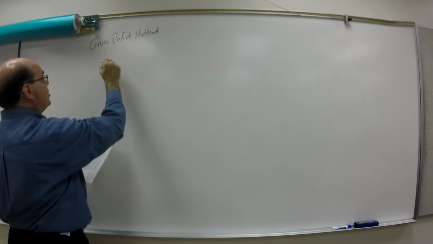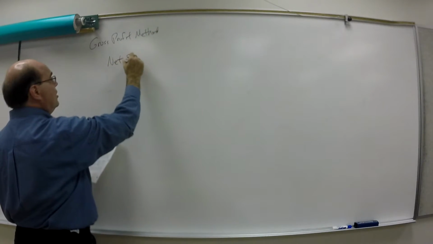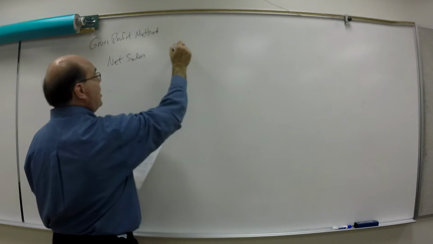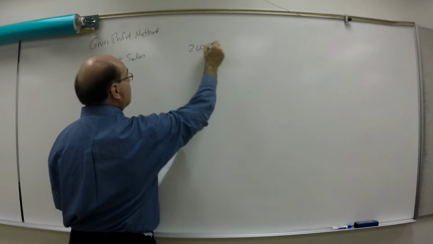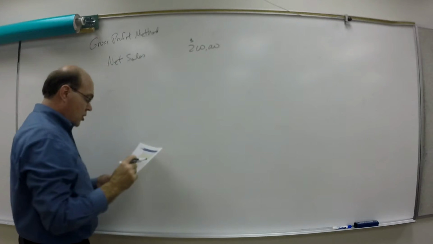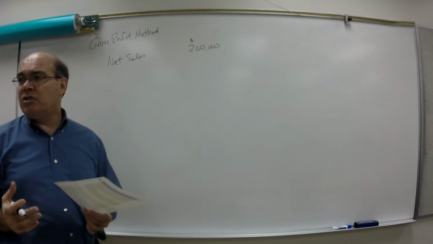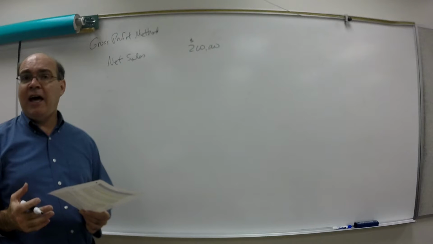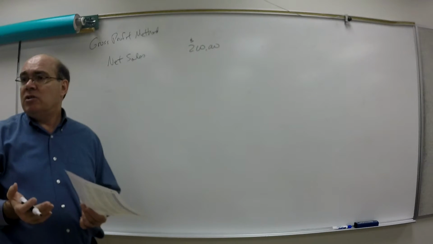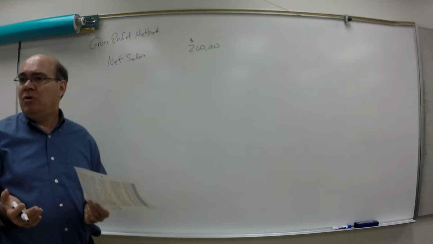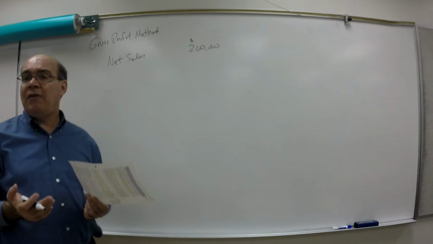You start off with what your sales were. So here they tell you that your sales were $200,000. And you know that you typically have a profit margin built in of 30%. How do you know that? Because that's normally what your product is marked up. Most businesses have a general profit margin that's built in.